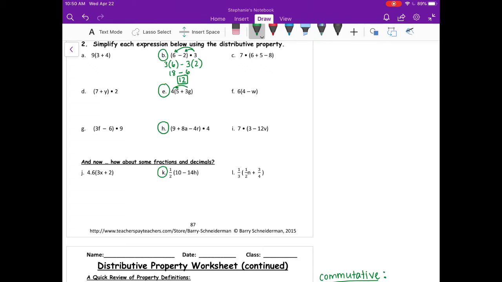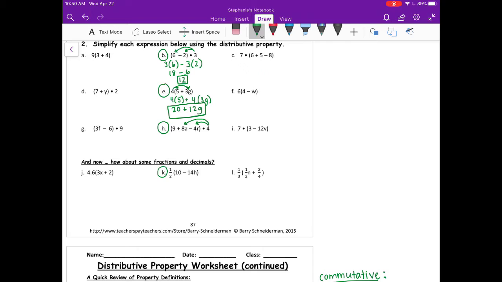Let's do E. I'm going to draw my little arrows again and rewrite my problem. 4 times 5 plus 4 times 3g. Make sure you keep your operation symbols as they are inside the parentheses the same as outside. And I can't simplify my problem anymore because 20 doesn't have the variable.